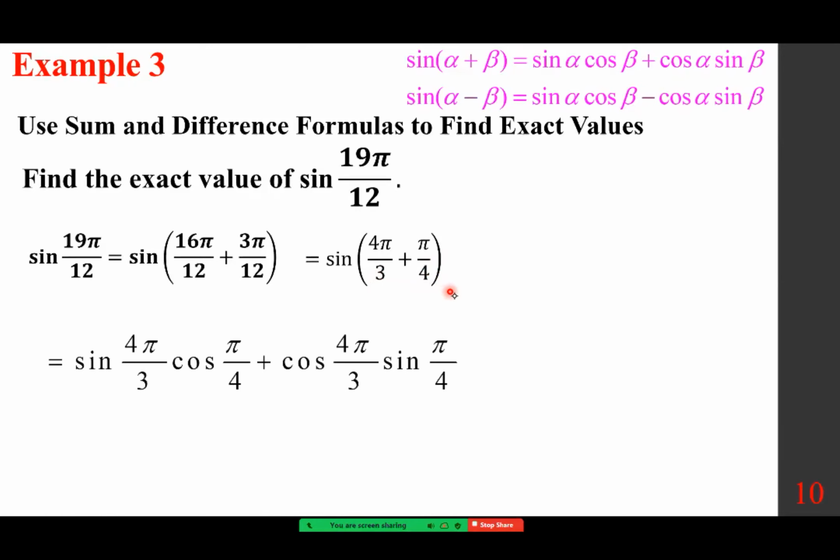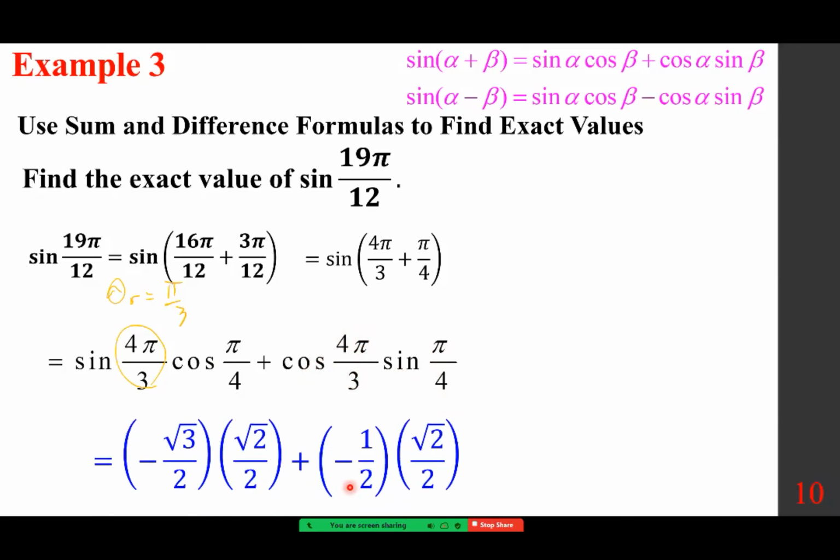Now, as far as 4 pi over 3 is concerned, remember the reference arc is pi over 3, which means the same value that you have for pi over 3, all you have to do is figure out positive or negative. Now, sine of pi over 3 is the square root of 3 over 2. By now, you know it's quadrant 3 and it's negative. So minus square root of 3 over 2. This is, of course, square root of 2 over 2. Cosine of 4 pi over 3, again, in the third quadrant, cosine is also negative. Cosine of pi over 3 is positive 1/2. In the third quadrant, negative 1/2, and this is square root of 2 over 2.